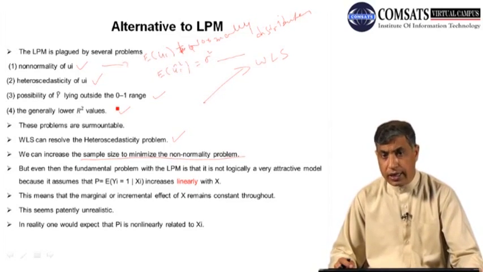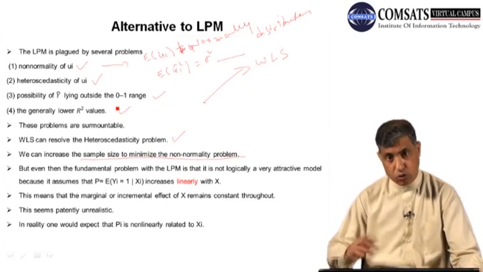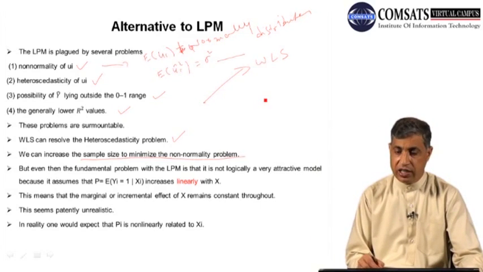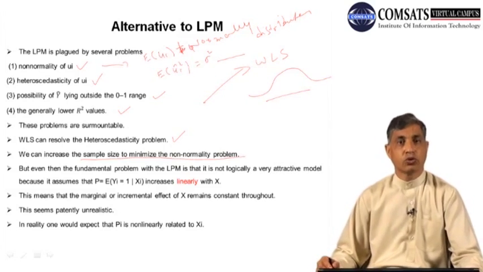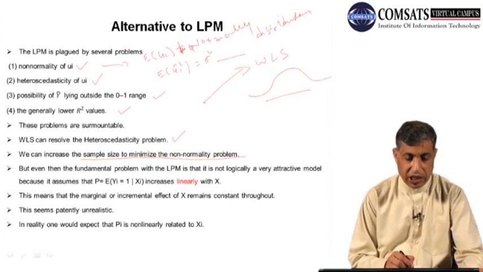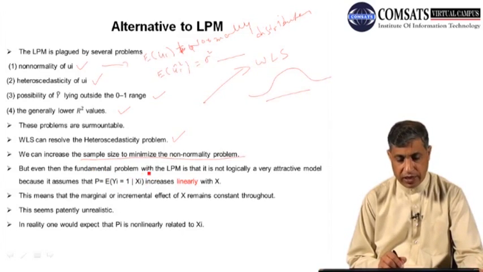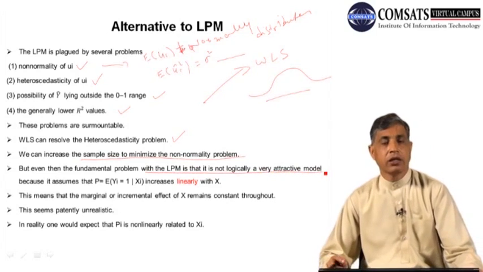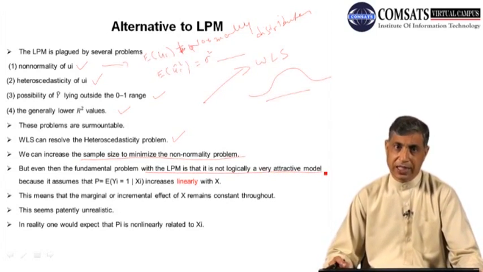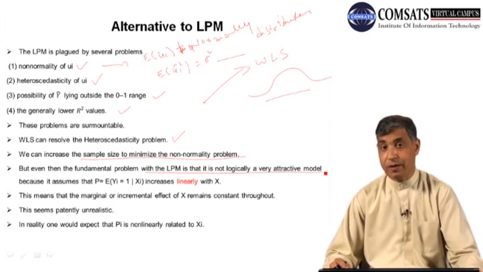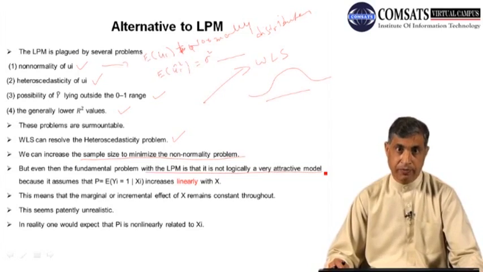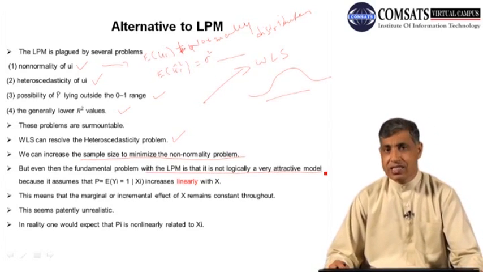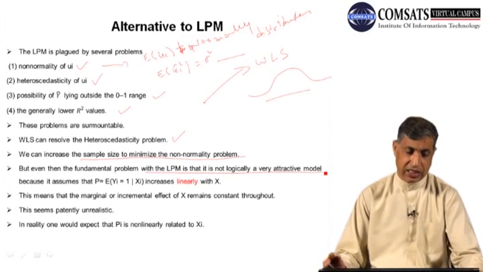And if your Ui are not normally distributed, one tricky way is to increase your sample size, and ultimately over time it may be normally distributed. So it means we can address this problem. But even then, the fundamental problem is that the linear probability model is not logically a very attractive model. So now you will be thinking that I am biased against the LPM. I am not biased against the LPM.